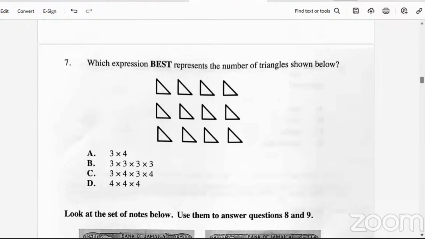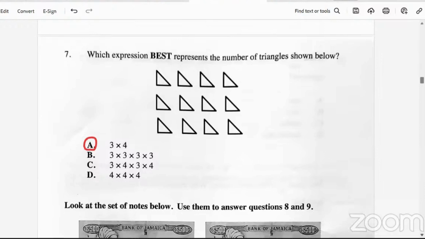All right, so question 7. Which expression best represents the number of triangles shown below? Is it 3 times 4, 3 times 3 times 3 times 3, 3 times 4 times 3 times 4, or 4 times 4 times 4? The answer, of course, is 3 times 4. Because if we calculate these, how many triangles are there? There are actually 12 triangles. 3 times 4 is 12. If you try to multiply the others, you would not get 12. So the answer is A.